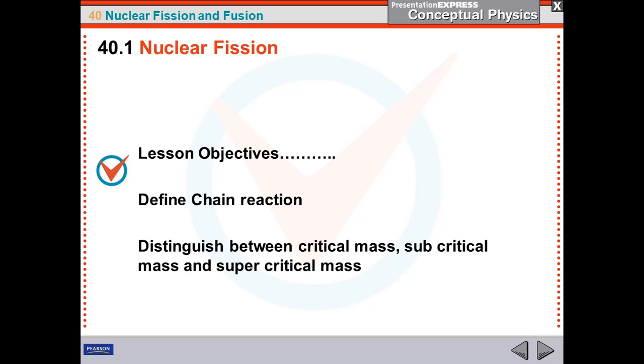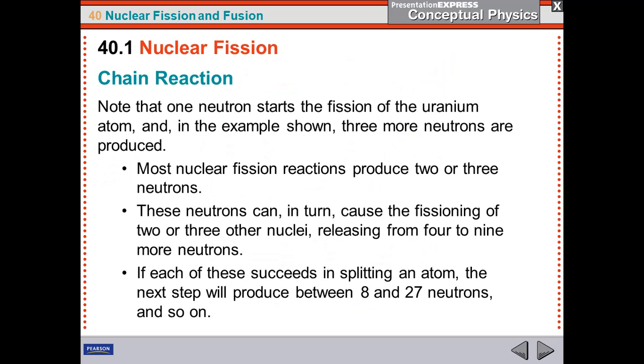At the end of the lesson you will be able to define chain reaction and distinguish between critical mass, subcritical mass and supercritical masses. So what is a chain reaction?